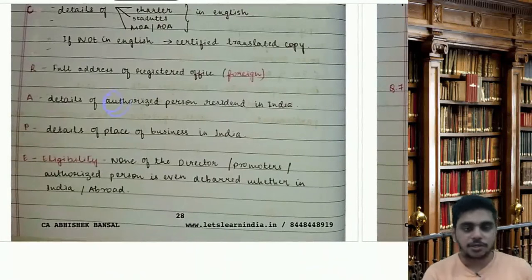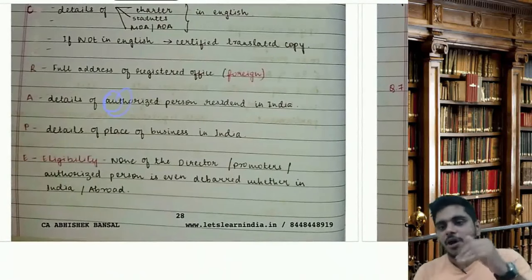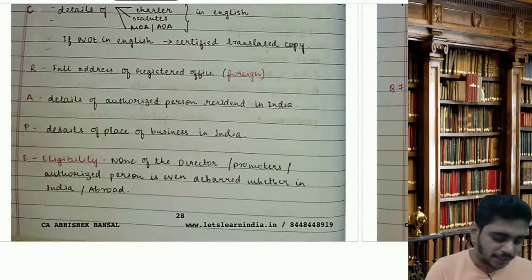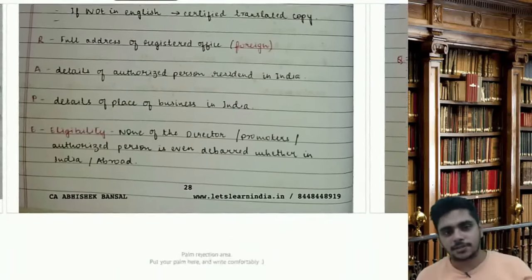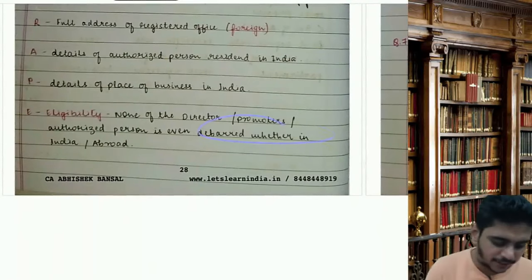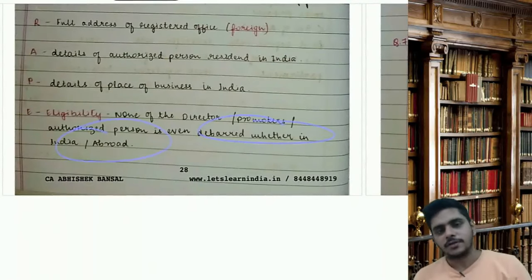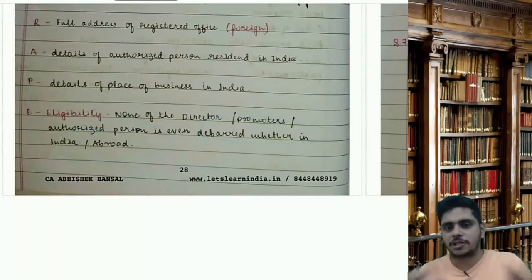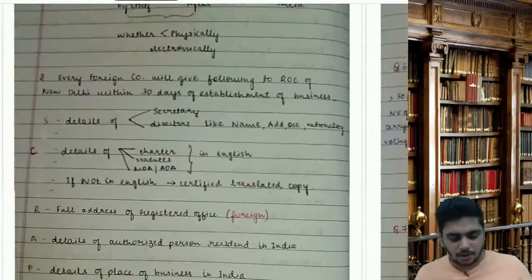Details of authorized person resident in India. Place of business in India. Eligibility: you will state that none of the directors or promoters or authorized person has ever been debarred, whether in India or abroad.